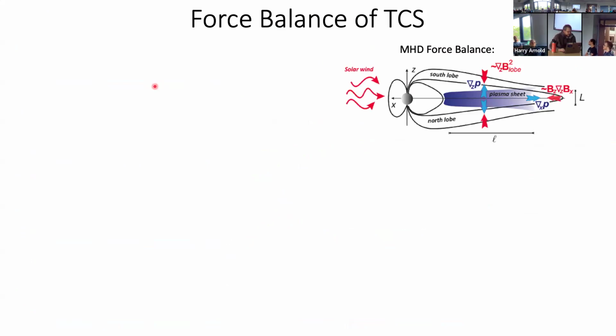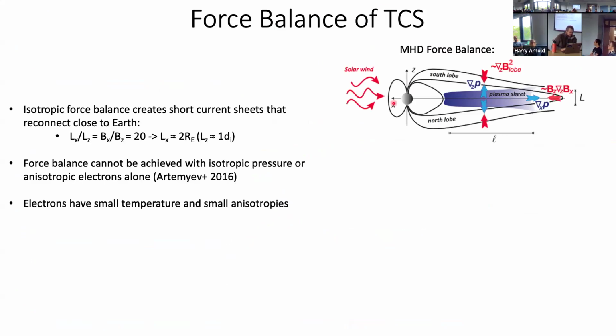Okay, so let's talk about the force balance of these thin current sheets. For isotropic MHD force balance, you can work out pretty easily that the length scale along the tail of the current sheet divided by the width of the current sheet should be about equal to the lobe magnetic field over the normal magnetic field in the current sheet. And that magnetic field ratio is about 20, which, if your current sheet thickness is a DI, should give you a length of about 2 RE, which would tell you that the current sheet length in the tail is only 2 RE, which is definitely wrong.